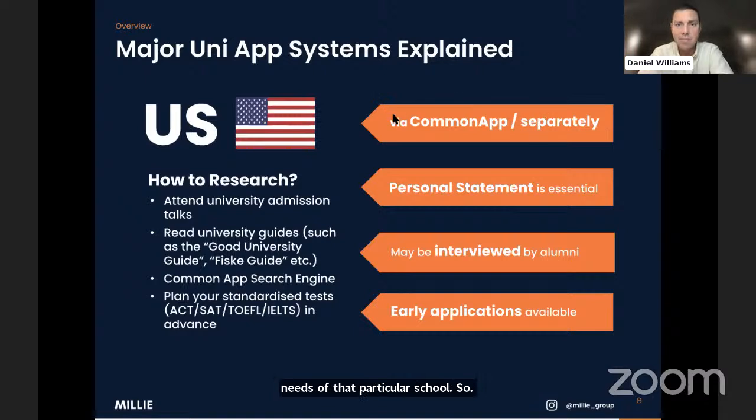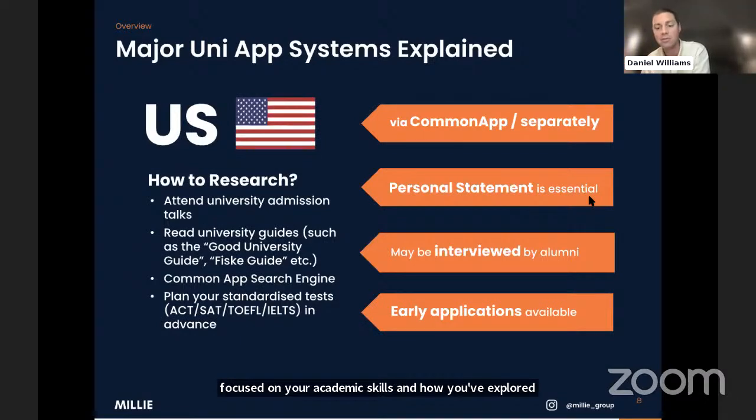Yes, you apply to the university separately, but through this central portal called the Common App. The US personal statement is also essential, just like the UK. But whereas in the UK, the personal statement focused on your academic skills and how you've explored that subject in the classroom and outside the classroom, in the US, the personal statement is totally different. So it focuses more on who you are as a person, how you see the world. Is there some challenge that you've overcome, or something you understood about yourself, or some struggle that you had, or some insecurity, or something you're really proud of, right? So it's more of a personal story.